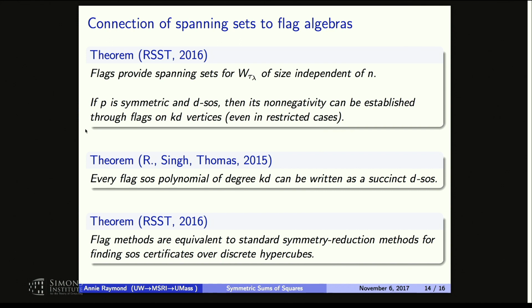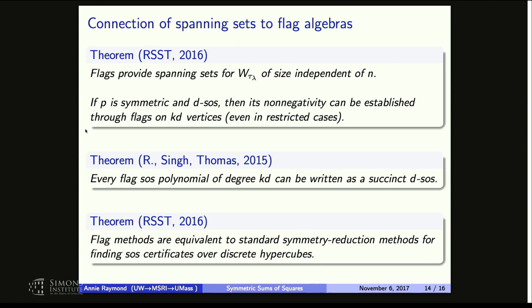So basically, we show that Sasha's flags, if you think about them as polynomials, are actually spanning sets for these W tau lambdas, these row group fixed subspaces. And those spanning sets are also independent of size n. So that means that if you have a polynomial that is symmetric and a sum of squares of degree d, then its non-negativity can be established through flags on kd vertices. Even in restricted cases where you have something about types and flags, it's all good.